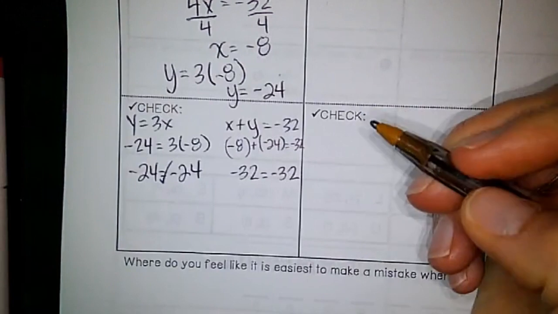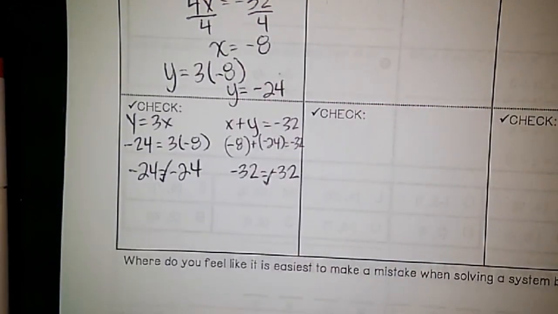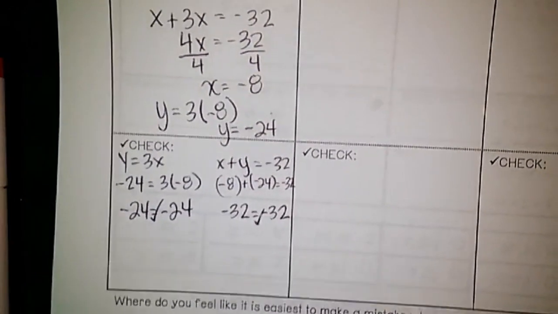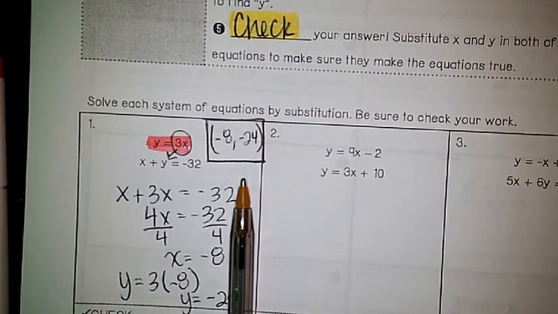Okay, let's look at number 2. What's our first step? Solve one of the equations for what? Y. Do we need to do that? It says if necessary. Do we need to solve anything for y? Why not? Because it's already done. Okay. Substitute the value for y in the second equation. How do I do this?